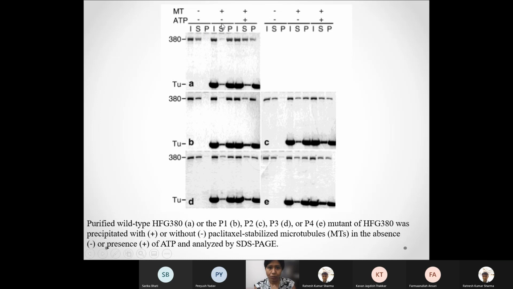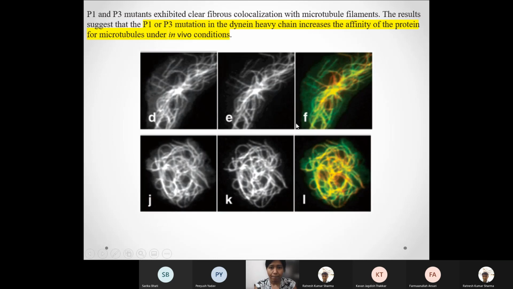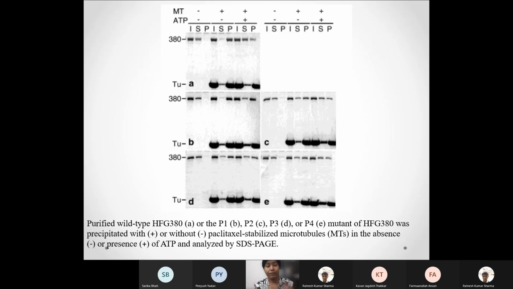And this first blot indicates the wild type. B, C, D, E are the subsequent mutations of P1, P2, P3, P4. If we recapitulate, P1 और P3 में हमने देखा था माइक्रोट्यूब्यूल्स के साथ इंटरैक्शन ज्यादा है, right? Those mutants interact very heavily with microtubules. What do we see here? We see here that we just concentrate on these two lanes, these two and these two lanes. So this is in the absence of ATP. In the absence of ATP, this 380 band is for your dynein. It's a truncated dynein, remember? So it's a shorter dynein.